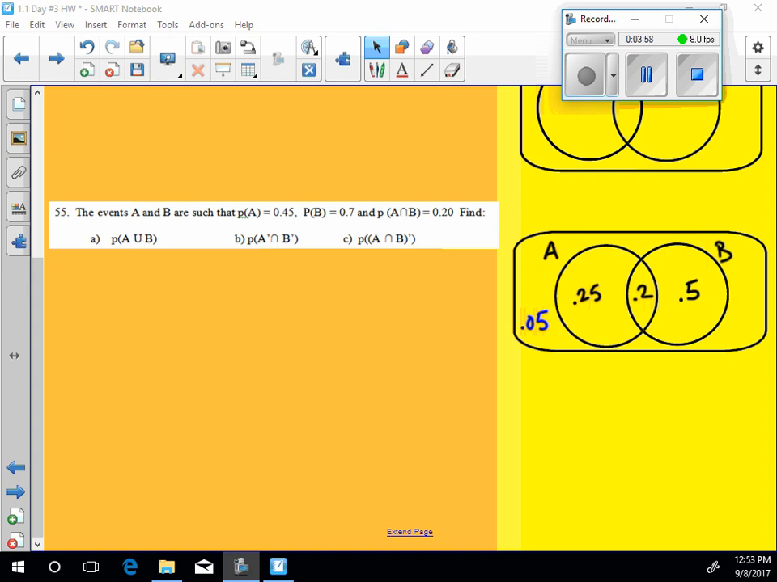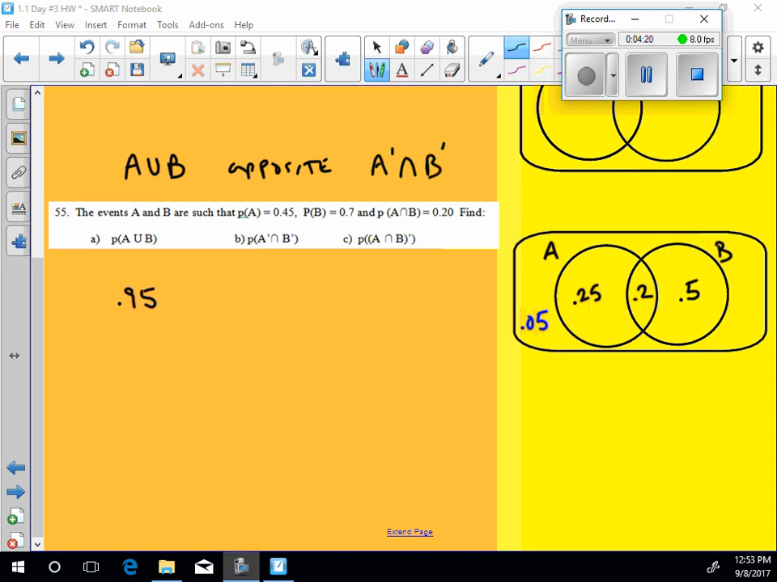Probability of A or B. Well, A or B is going to be anything inside of either of these two circles. So our probability is 0.95. We've already determined that A or B is the opposite in every way, the negation of not A and not B. Therefore, we can take 1, which is the entire, well, I don't even know what you'd call that, 100%, and we're going to take away 0.95, which will give us a probability of 0.05.